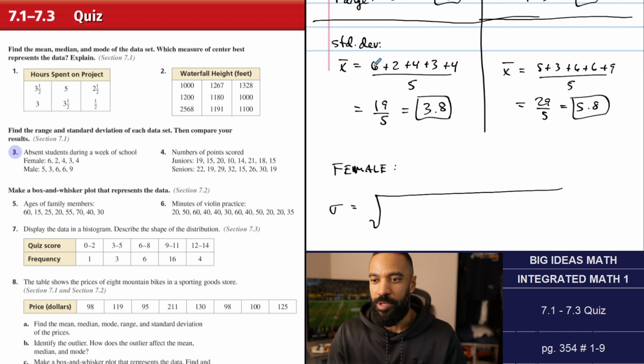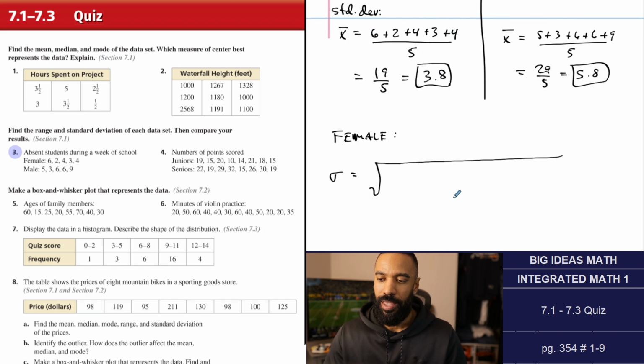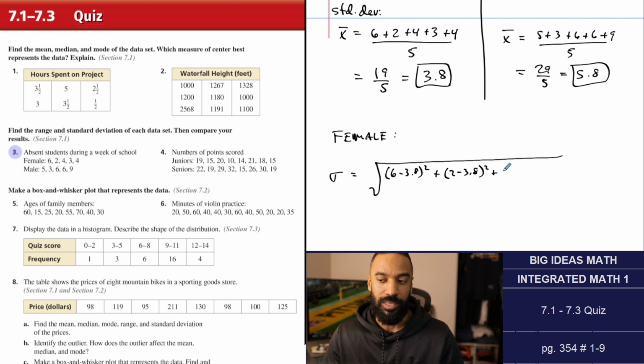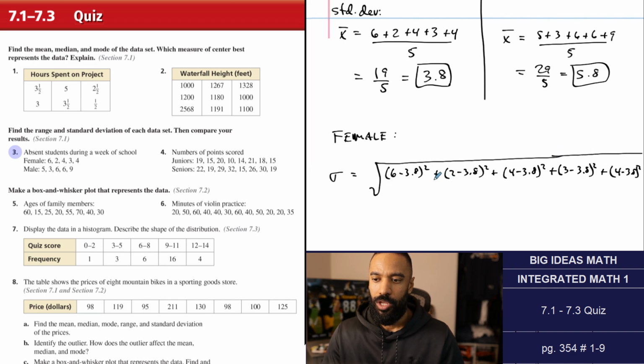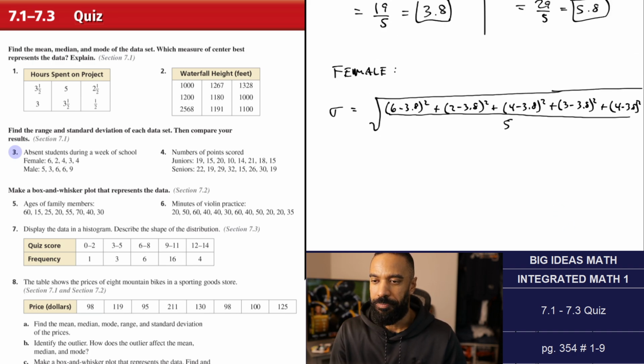We're going to take the difference between all these numbers and 3.8, and we're going to square those numbers individually. So 6 minus 3.8 squared plus 2 minus 3.8 squared, 4 minus 3.8 squared, 3 minus 3.8 squared, and 4 minus 3.8 squared. And then we add these up. We divide by how many numbers there are, and we're going to take the square root. So with those 5, we're going to do that.